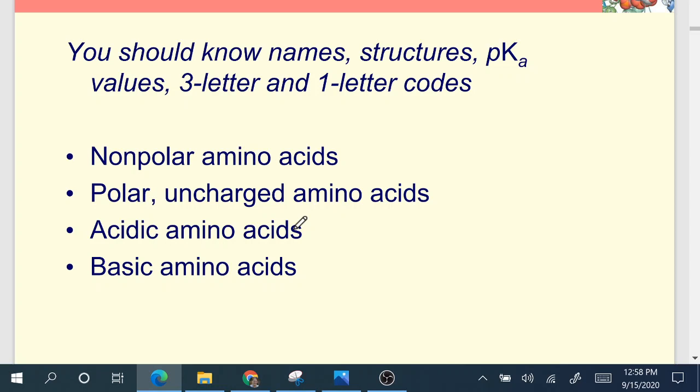Okay, so in this chapter you definitely need to learn the names, the structures, the pKa values, and the 3-letter and 1-letter codes for the amino acids, and we'll talk about what those are. In this particular video we're going to talk about the different categories of amino acids: non-polar amino acids, polar uncharged amino acids, basic amino acids, and acidic amino acids.